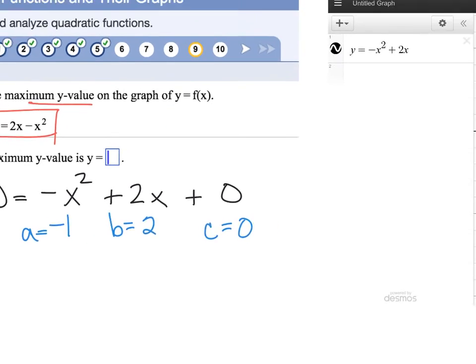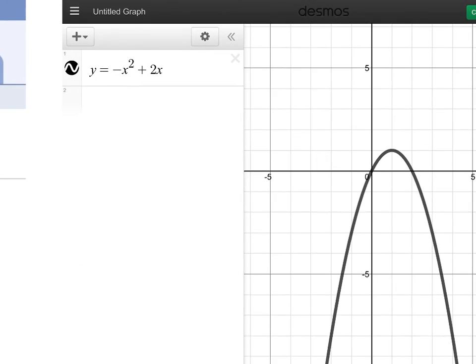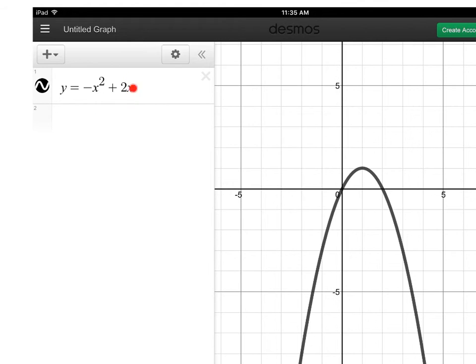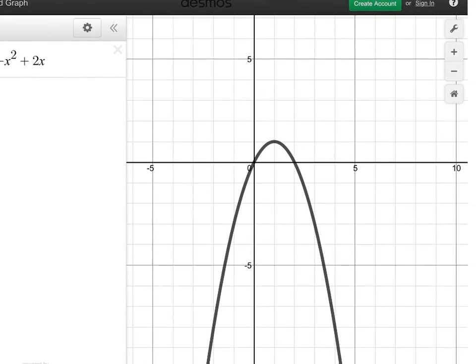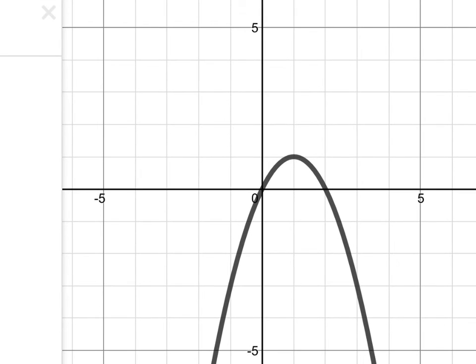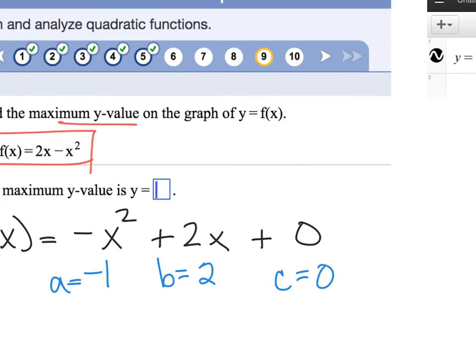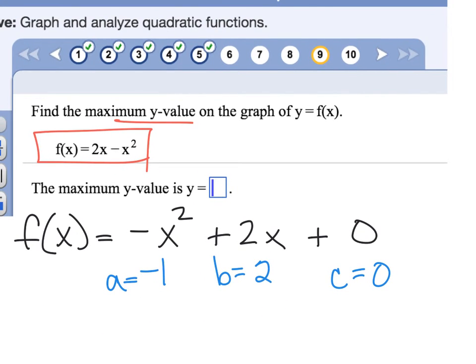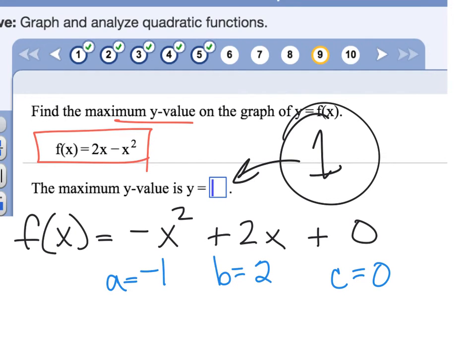Or we could simply type it into Desmos. You'll notice I already switched it around. If we're looking for the vertex, there it is. We can see our vertex is right here, and it looks like our vertex is at 1, 1. So the maximum y value is 1. And that is your answer right here. Your maximum y value is 1.